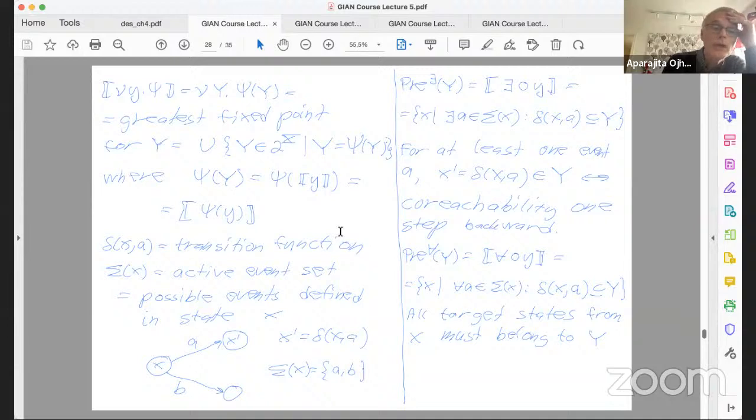To understand the pre-function, I introduce first the transition function in the automaton, and I also include this active event set, meaning that if I have a given state, I'm looking for which events are possible in that state X. So possible events defined in state X. So for instance, in state X, it's possible to generate events A and B. So that means that sigma of X is equal to {A, B}.